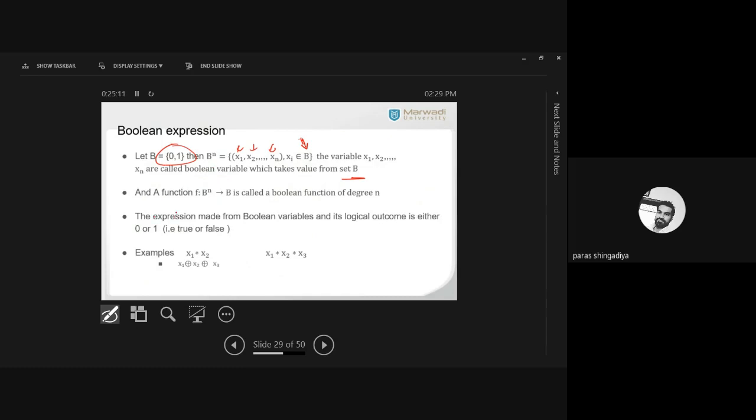Okay. And now we define the function f from B raised to n to B. B raised to n means this n-tuple, and this is the domain B, which includes 0 and 1. So f from B raised to n to B is called a Boolean function of degree n. It is made from Boolean variables, and its logical outcome is either 0 or 1. Okay, expressions made from Boolean variables.